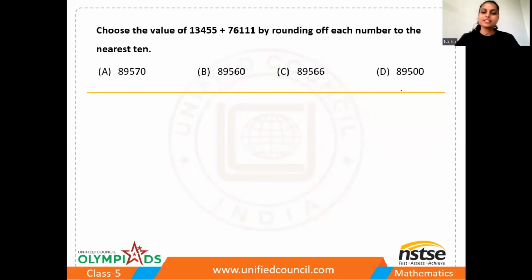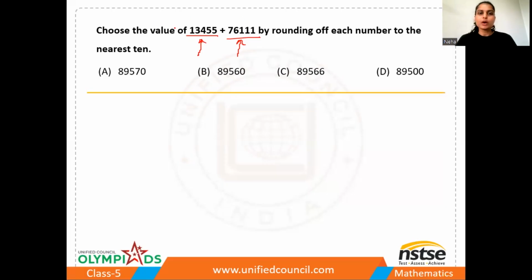Next one. This is the next question. Choose the value of this plus this by rounding off each number to the nearest 10. Okay, so first what you have to do? First you have to round off each number to the nearest 10 and then you have to do the addition. Don't do the addition first and then round off to the nearest 10. First they are asking you to round off the number, then they are asking for the sum. So just go as the question is asking.